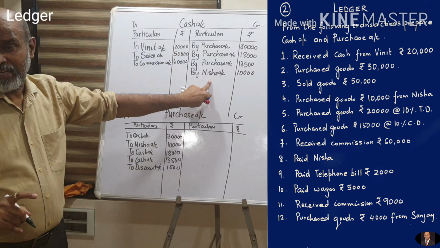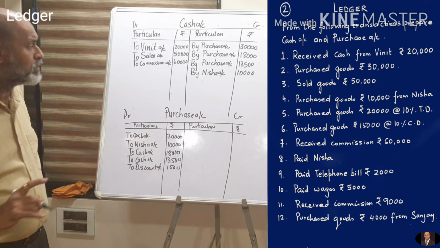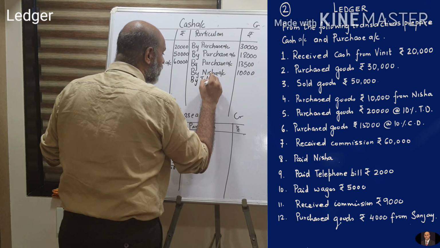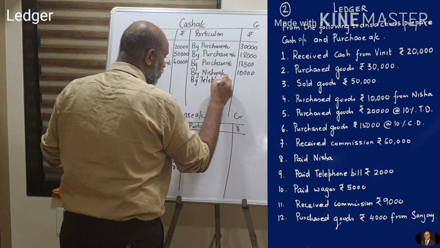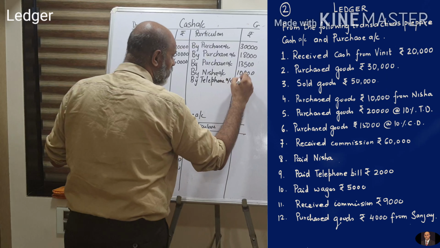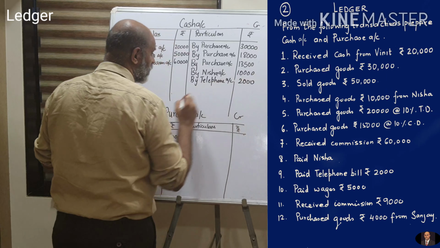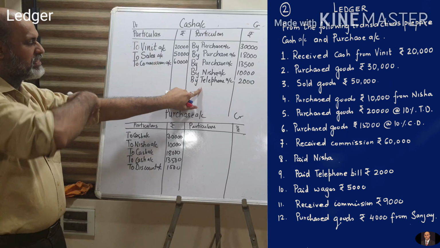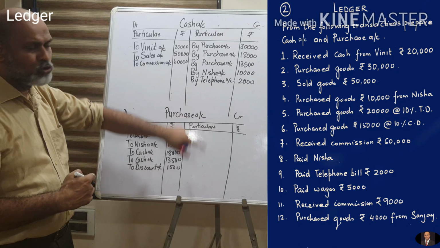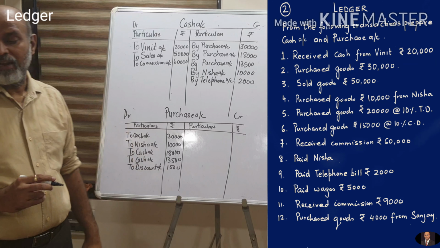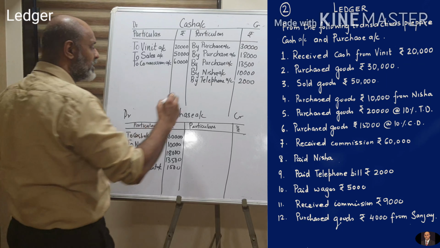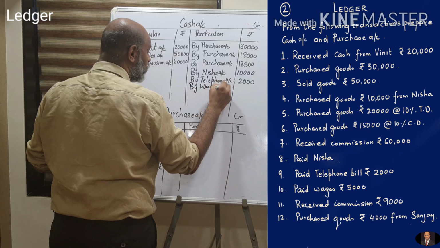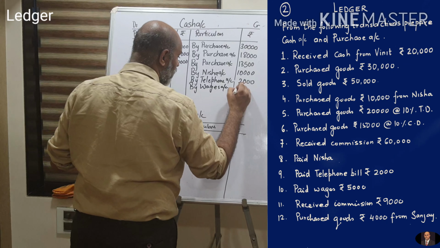Now paid telephone bill rupees 2,000. So it will be by telephone bill, or by telephone account 2,000. Okay, so you will go to telephone account and you will go on the other side of telephone account and write down to cash. Then paid wages 5,000. So it is again the same, by wages and go to wages account and write down to cash 5,000.